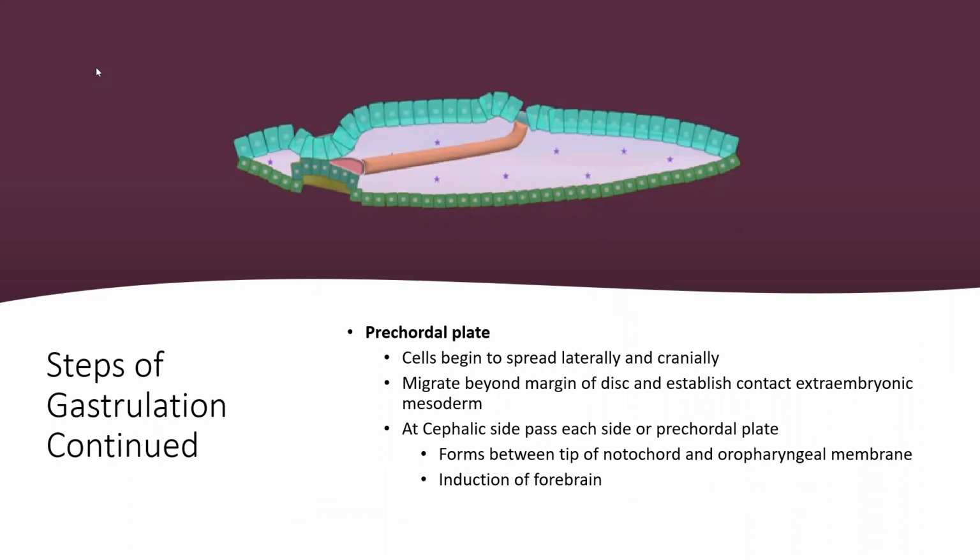So the formation of the precordal plate begins when cells from the primitive streak begin to move laterally and cranially to the oropharyngeal membrane. And there is little to no ground substance. So here we can see the oropharyngeal membrane. And this, the purple with the stars, is the ground substance. And you can see that there is little to no ground substance in that area. This right here is the precordal plate.